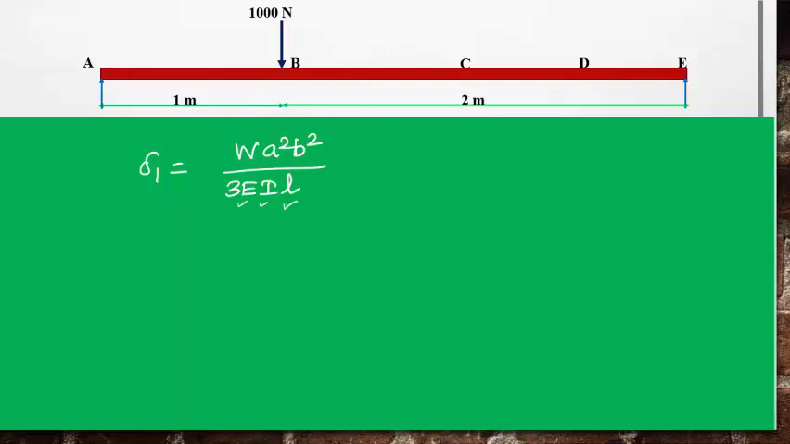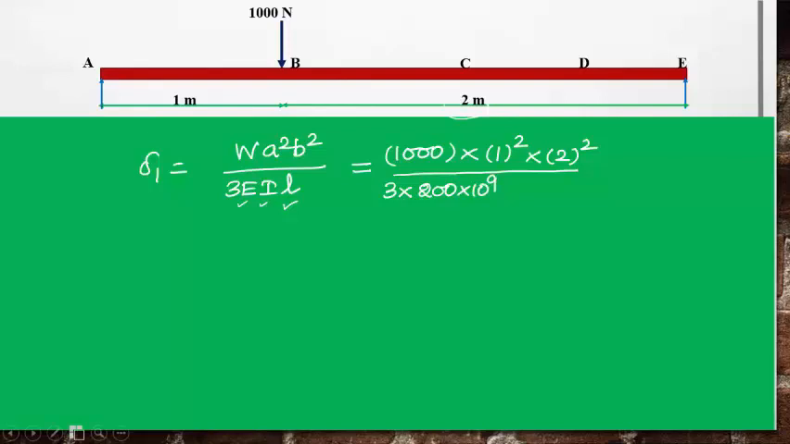Here the value of W is known to be 1000 Newton, and the load is located at 1 meter distance from the left support. So A is 1 meter, A square is 1 square, and the distance of the force 1000 Newton from the right support is 2 meter, so B is 2, divided by 3 into Young's modulus E, which is 200 into 10 power 9. The I value we have to calculate.